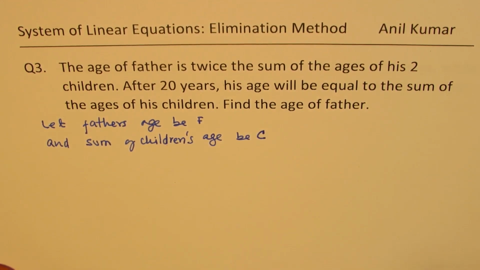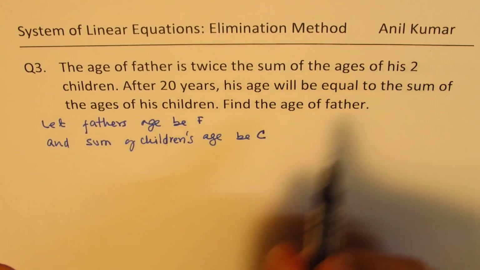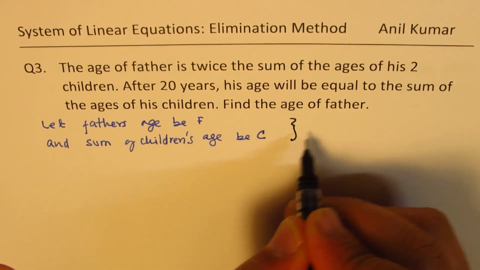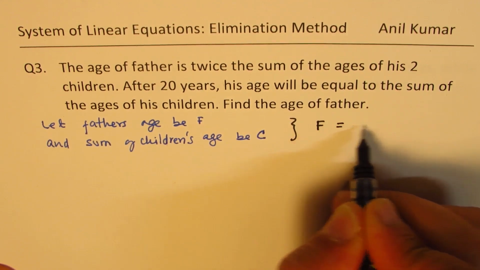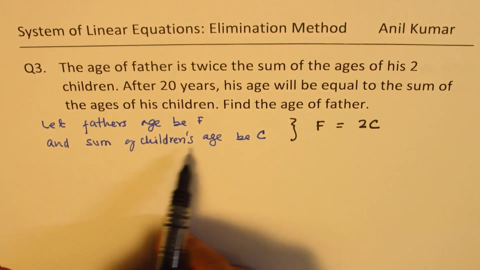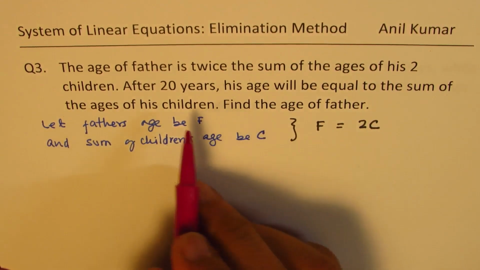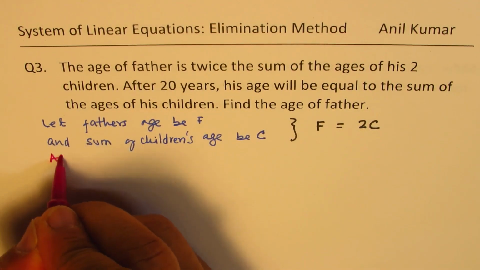So from the first condition, which is age of father is twice the sum of ages, we get one equation, which is age of father is twice C, correct? C is the sum of ages of 2 children. Okay. Now, the scenario is after 20 years. What happens after 20 years?